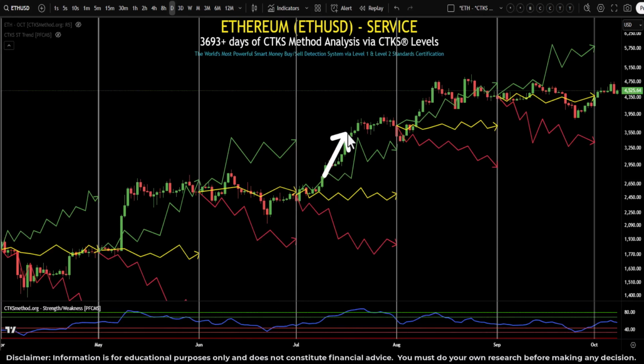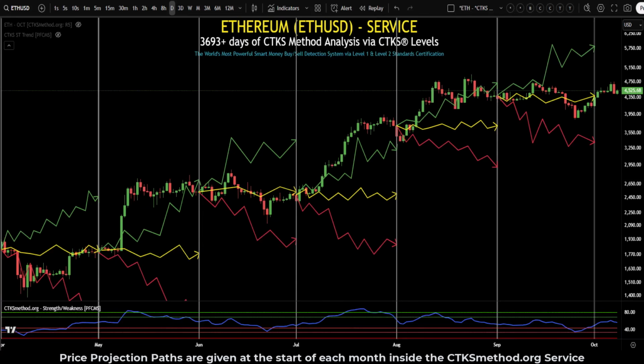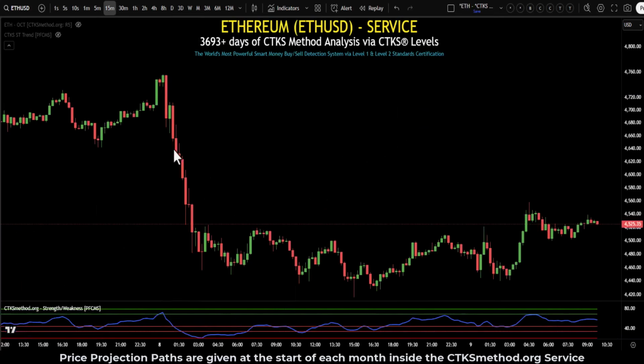And we can see inside the service, these are service levels. These particular paths are discussed in each month inside the service. They do a reasonably good job of structurally estimating where ETH was going month on month on month. This is a way that you can reduce your danger, and more importantly, to learn how to do it yourself is even more important. You learn how to draw those CTKS paths in Level 2 standard certification.